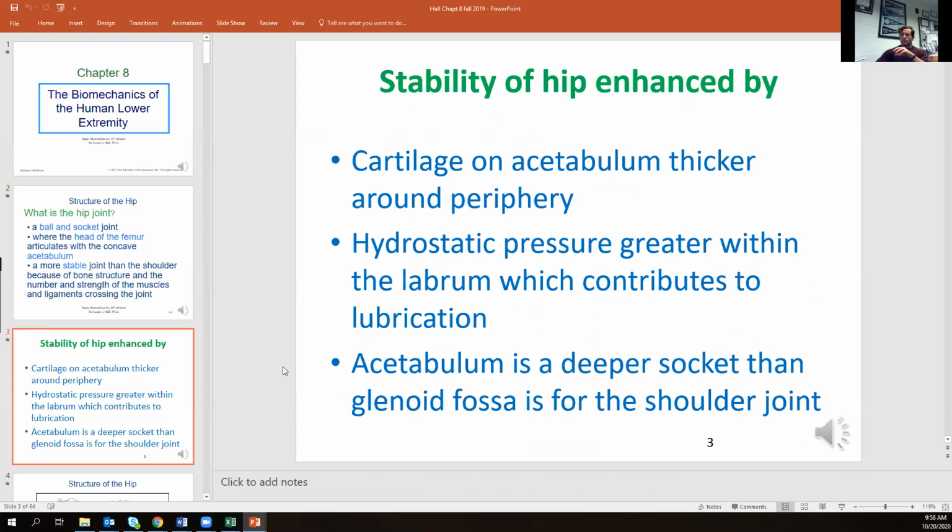Now, the cartilage of that acetabulum is going to be thicker around the outside, further pocketing it inside. And then there's hydrostatic pressure, which in turn is going to keep that area lubricated and help keep it in the socket.